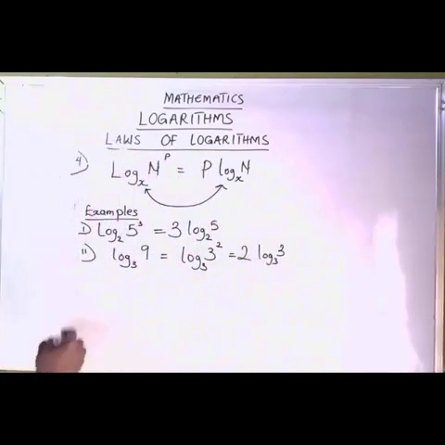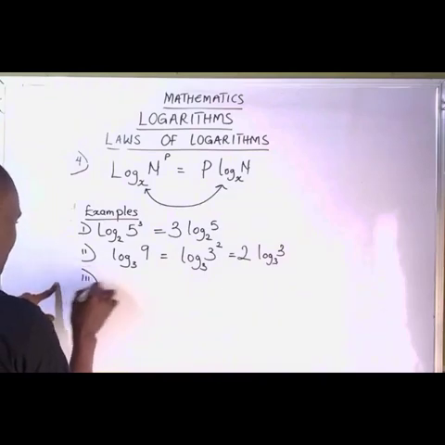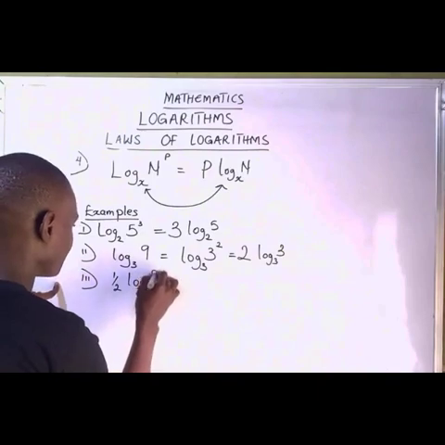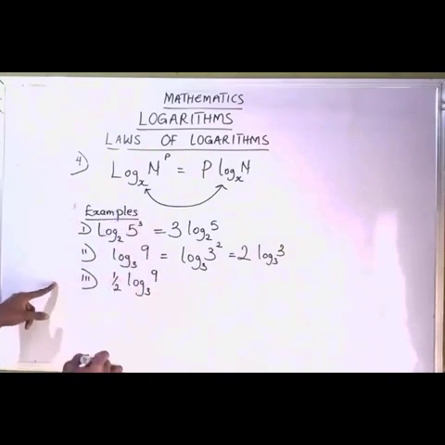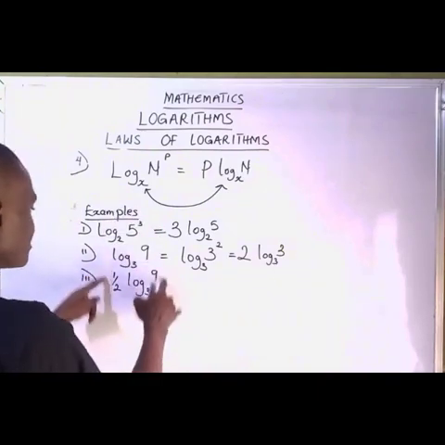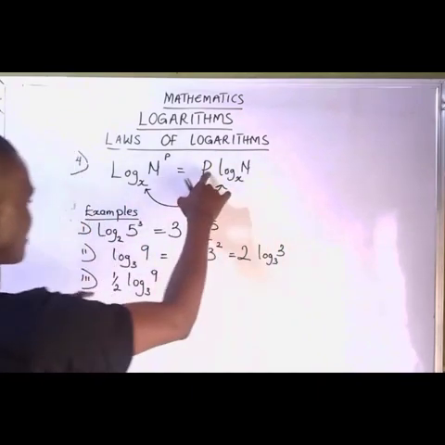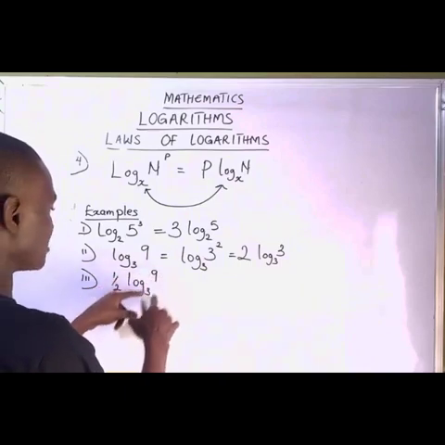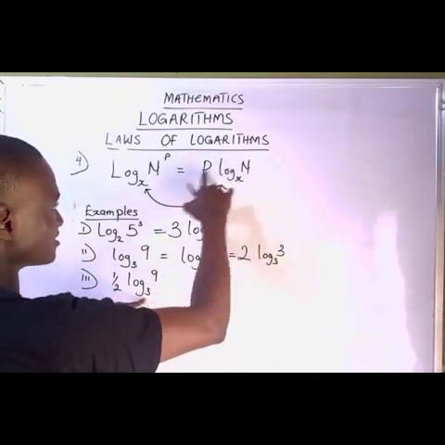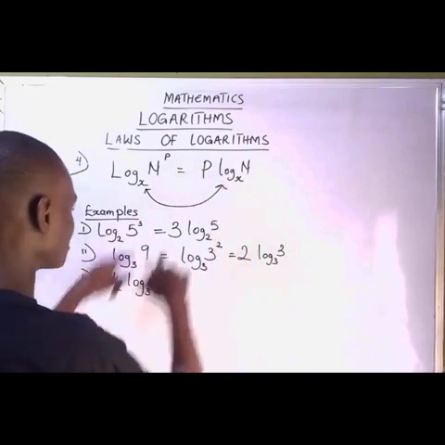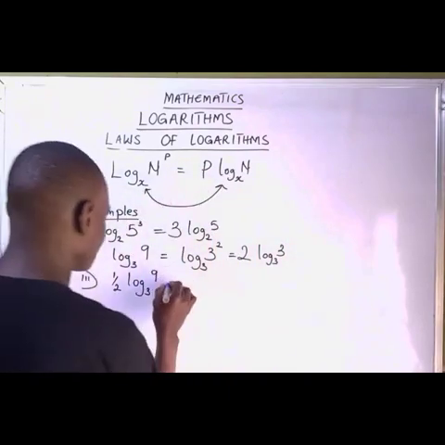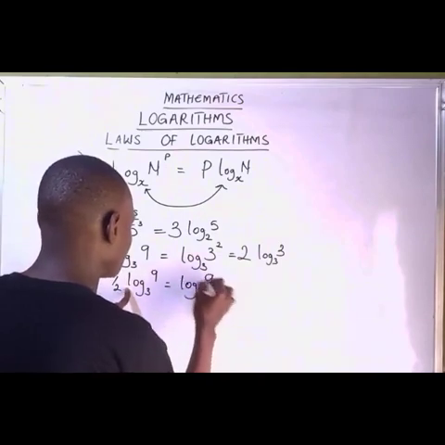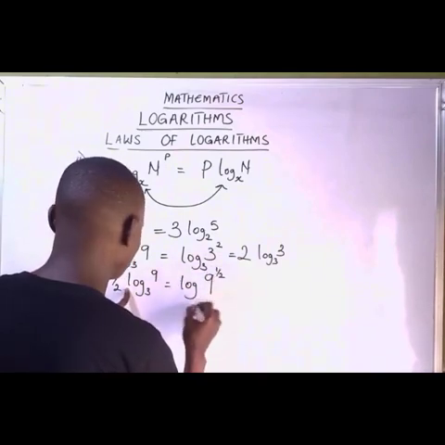Let me try another. What if I was given 1 over 2 logarithm of 9 to base 3? This means that if it is now looking like this form, where my p is standing as 1 over 2, I have the logarithm of 9 to the base of 3. You can see they are similar to this. Then I can transform from this form to this form. Then this is going to become the logarithm of 9 to the power of 1 over 2 to the base of 3.